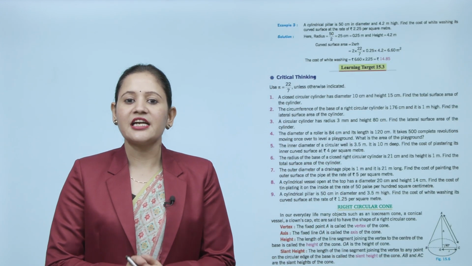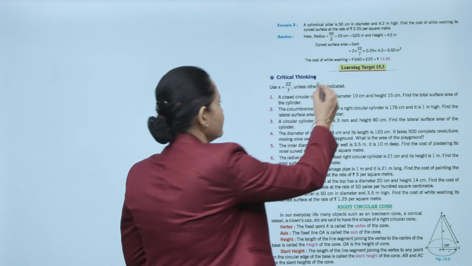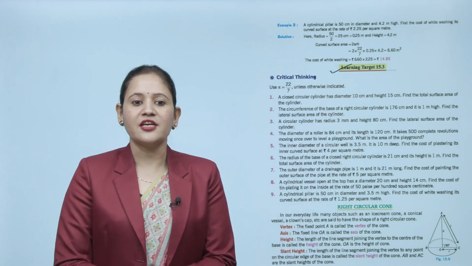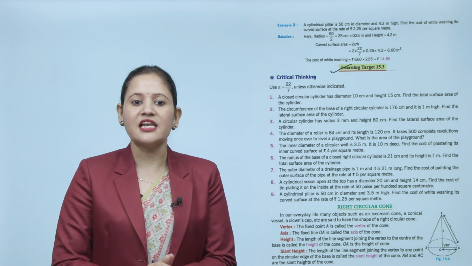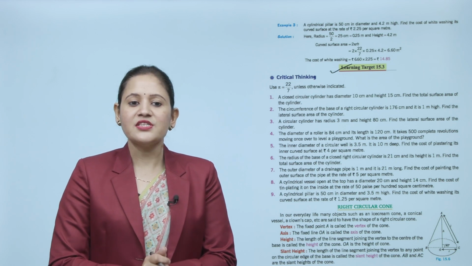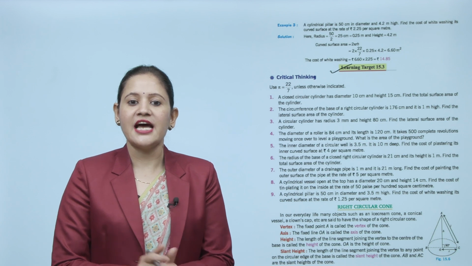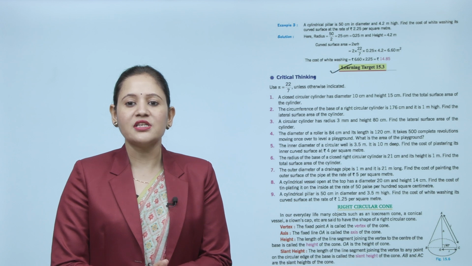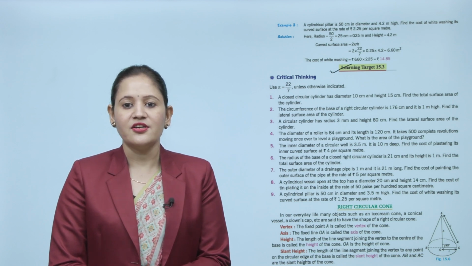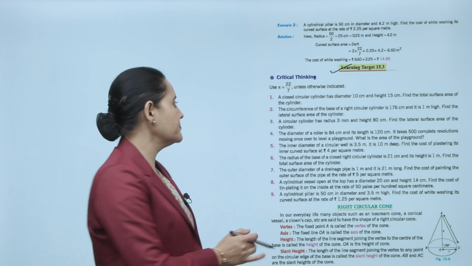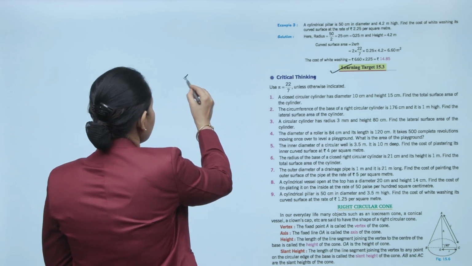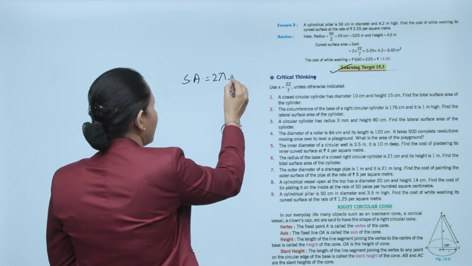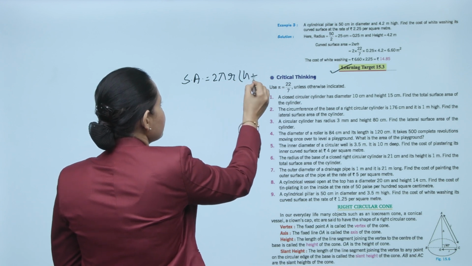Next is learning target 15.3. Critical thinking. Use pi as 22/7 unless otherwise indicated. First question: a closed circular cylinder has diameter 10 centimeter and height 15 centimeter. Find the total surface area of the cylinder. We have to find the total surface area. So total surface area equals 2 pi r (h plus r).